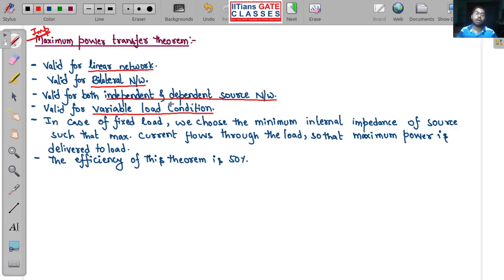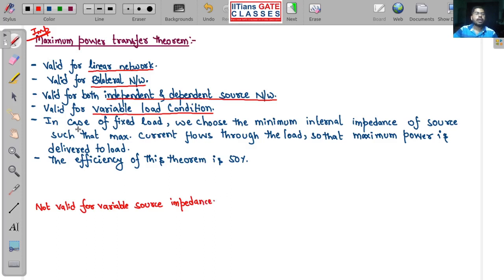It is not valid for variable source resistor. Okay, this theorem is valid only for variable load condition or variable load impedance. So here also I should be writing that it is not valid for variable source condition or impedance.